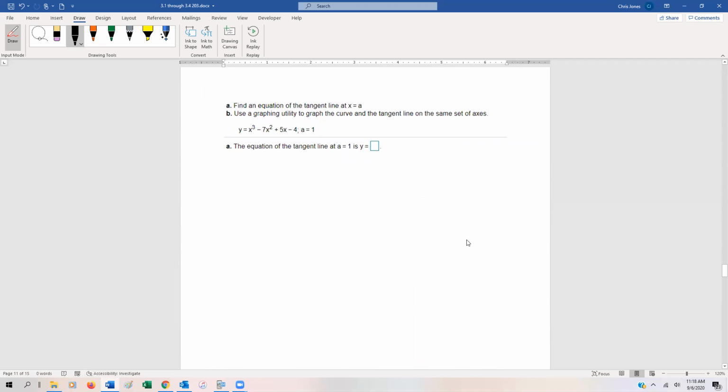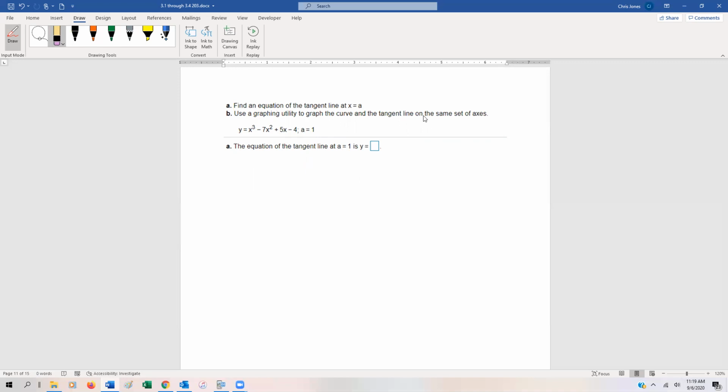equation of a tangent line. So let's go through and see if we can find the equation of a tangent line and then use a graphing utility to graph the curve and the tangent line in the same set of axes. We have y equals x cubed minus 7x squared plus 5x minus 4 when a is equal to 1. And so we're going to find the derivative, find the equation of the tangent line, and solve it for y.